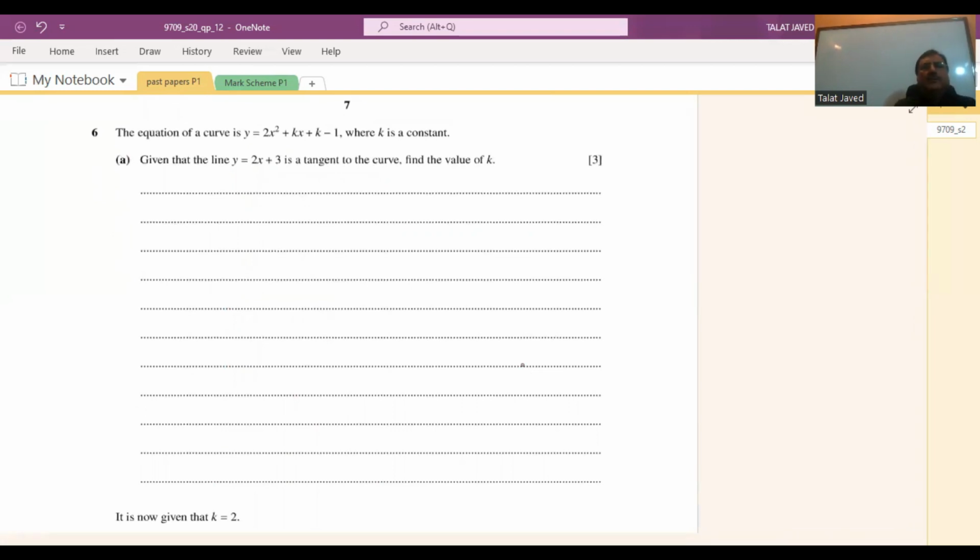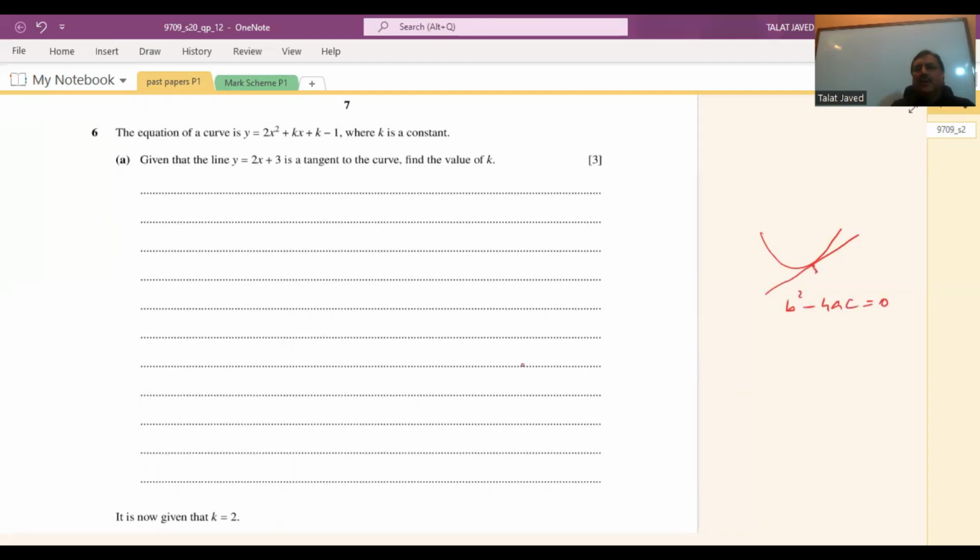The equation of the curve is y equal to 2x squared plus kx plus k minus 4. It is given that the line y is a tangent to the curve. The theory is: whenever a straight line touches a quadratic curve at a single point, in this case b squared minus 4ac equals 0.